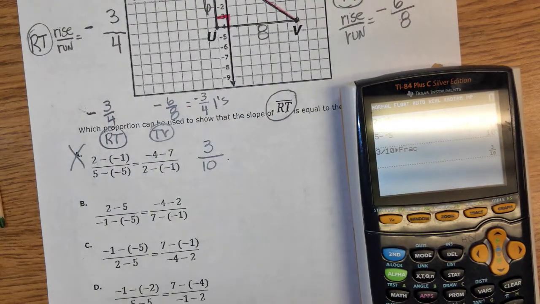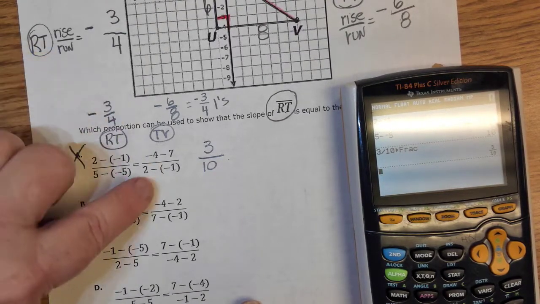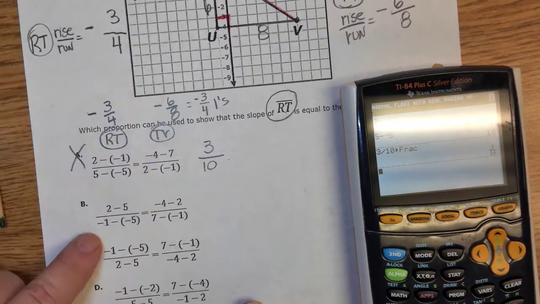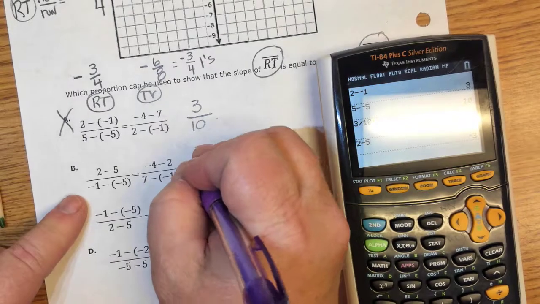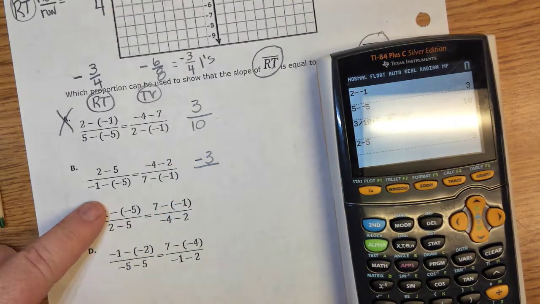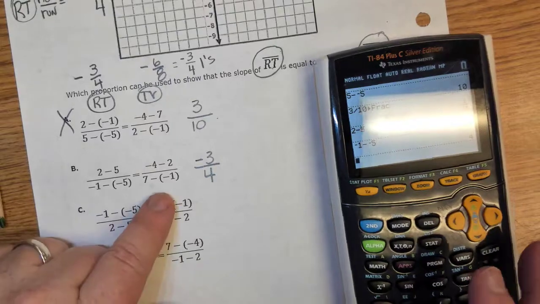Okay? I don't even need to go on because this is going to have to match this. This is going to have to match this. Let's try the next one. B. 2 subtract 5 gives me negative 3. And negative 1 subtract negative 5 gives me 4. Hey, good so far. Let's see what the other one gives us.